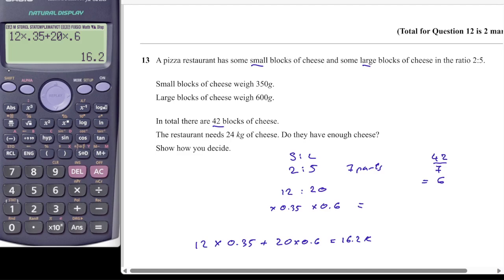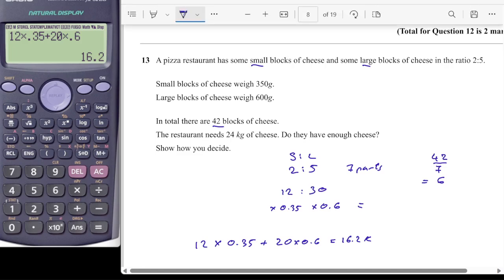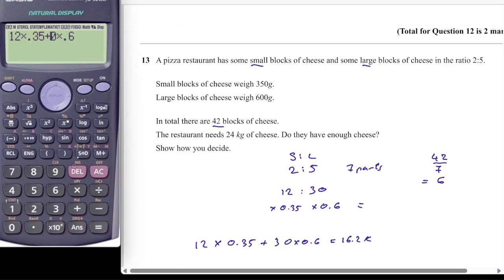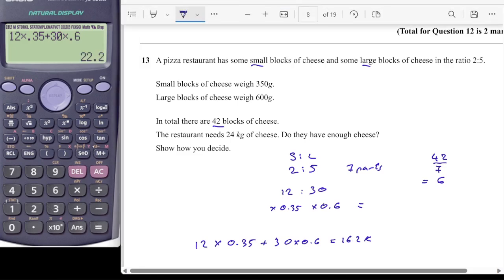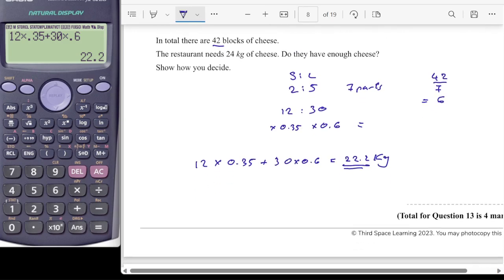Just double checking some of my work in here. I've made a mistake over here. I wonder if any of you spotted it. So that should have been 30, because 5 times by 6 is 30, not 20. So silly mistake. Glad I went back and double checked. I got a feeling, because it was quite different from the 42 kilograms that I was after, that I'd probably made a mistake. So that's much closer. So I think that's going to be right. 22.2 kilograms. So that's the weight of cheese that they have.